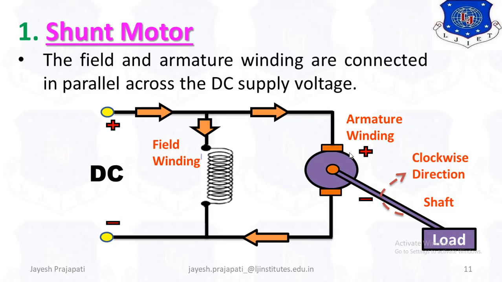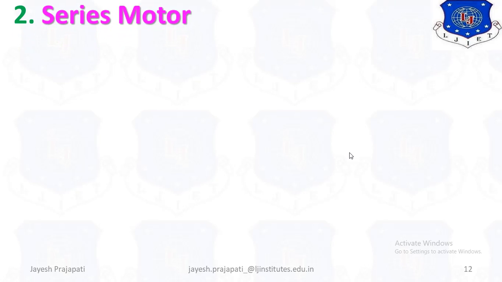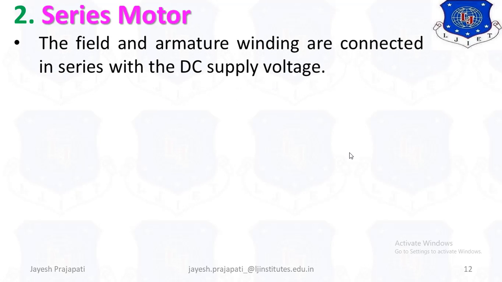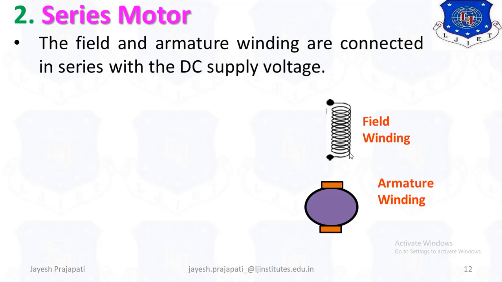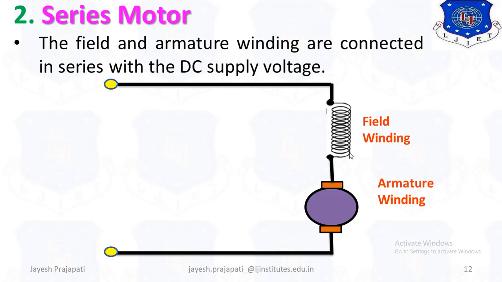Now next, that is a series motor. As per the name of this motor, there is a series connection. The field and armature winding are connected in series with the DC supply voltage. So first we have to take the field winding, then we have to take the armature winding.